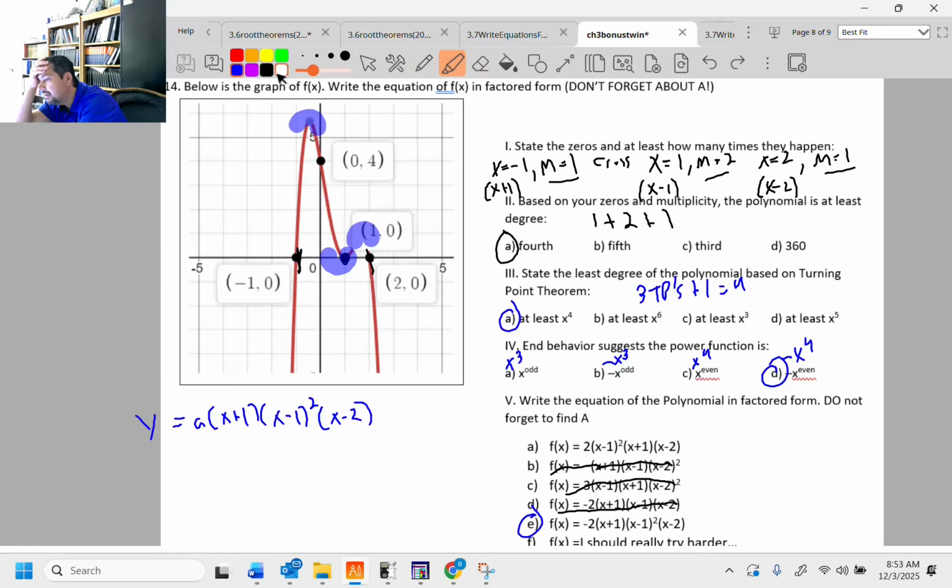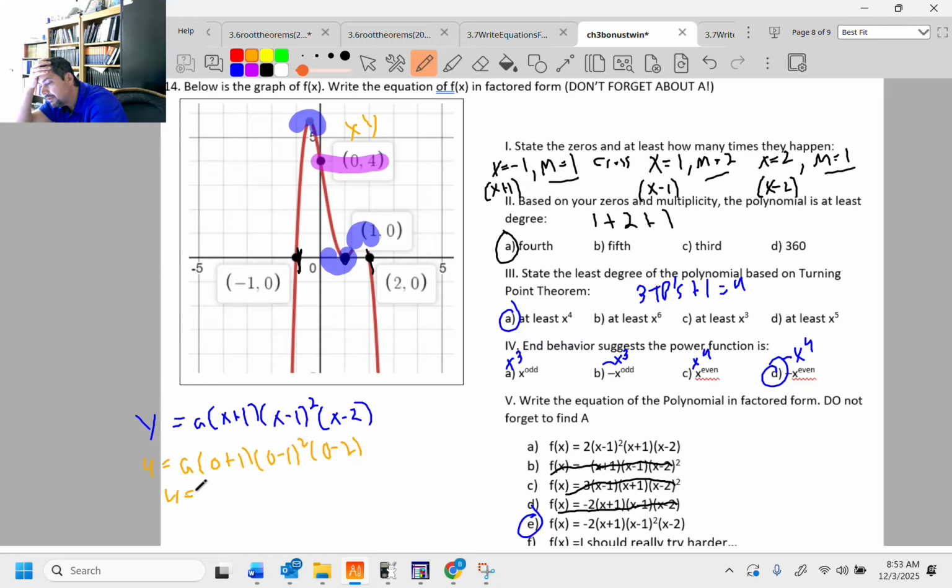Now, there is another point that was never messed with right there. That is going to give me an x and a y. And we're going to plug that point in. 4 would be equal to a times 0 plus 1 times 0 minus 1 squared times 0 minus 2.